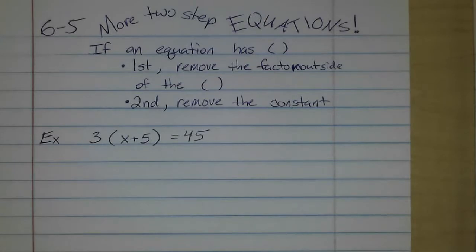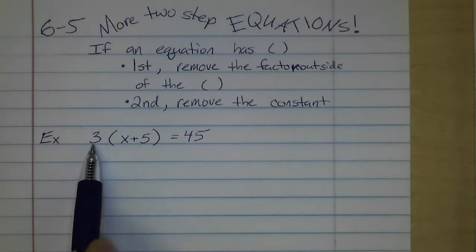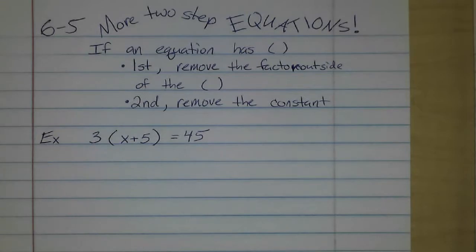Here we have 3 times the quantity x plus 5 equals 45. Now, look at the side with the variable, that's the left-hand side, and you can see that we have parentheses right here. We have a factor outside of here. You can think of this just like a coefficient. And what we're going to do is remove that with the division property of equality, because the opposite of times 3 is divided by 3. There we go on the left and on the right.